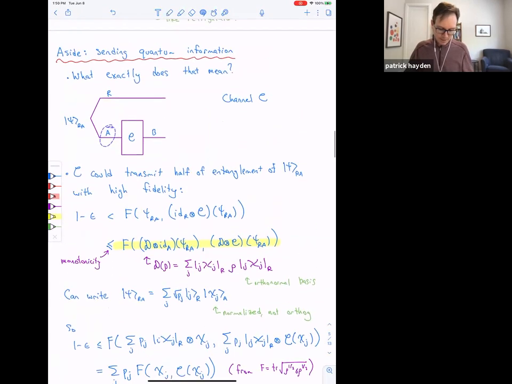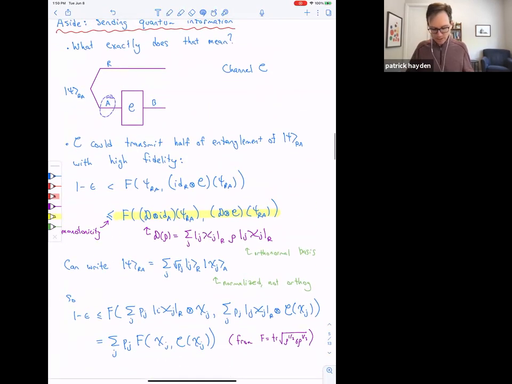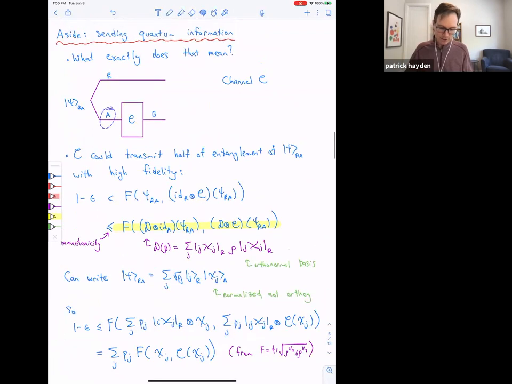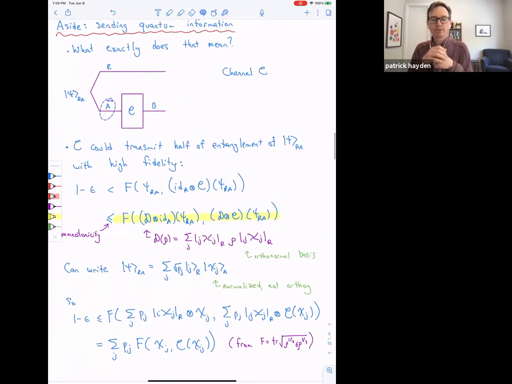And so this is an illustration of how you use the fidelity function, how you use monotonicity, but also it's an illustration of the fact that the notion of sending, when we say sends quantum information, we often just verify that by checking to see if the channel is capable of sending half of, say, a maximally entangled state. And if it does, then it sends pure states on average with high fidelity.